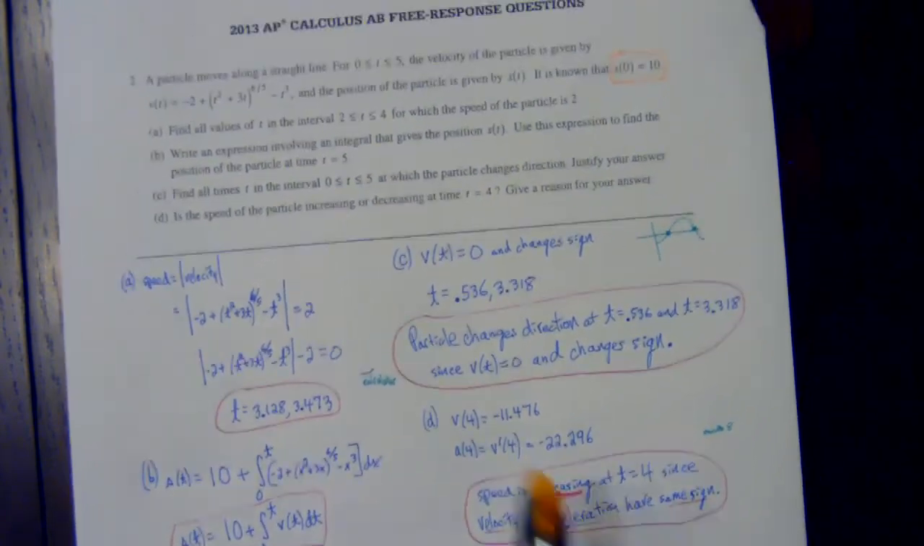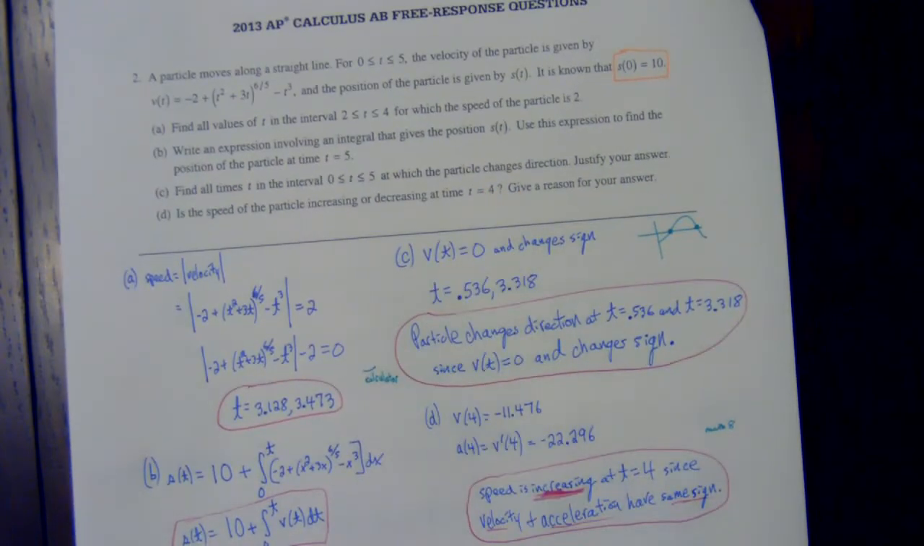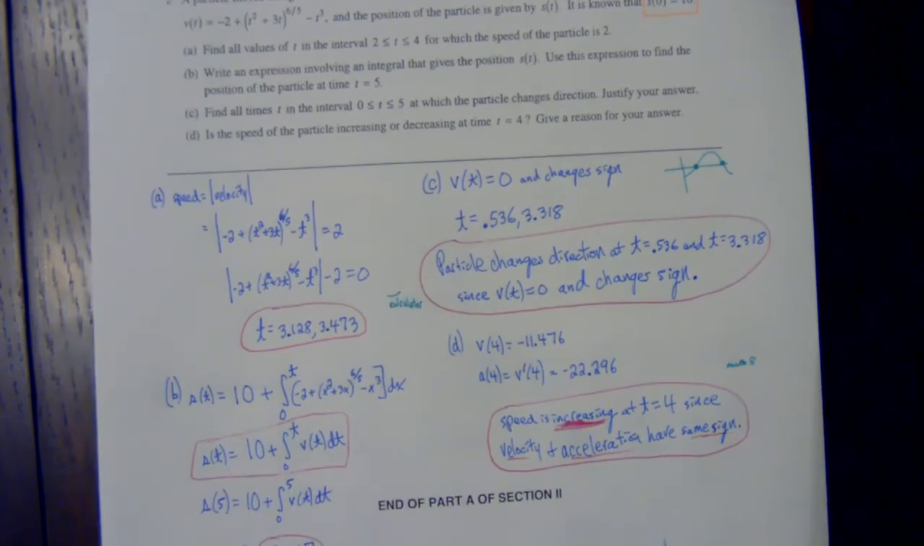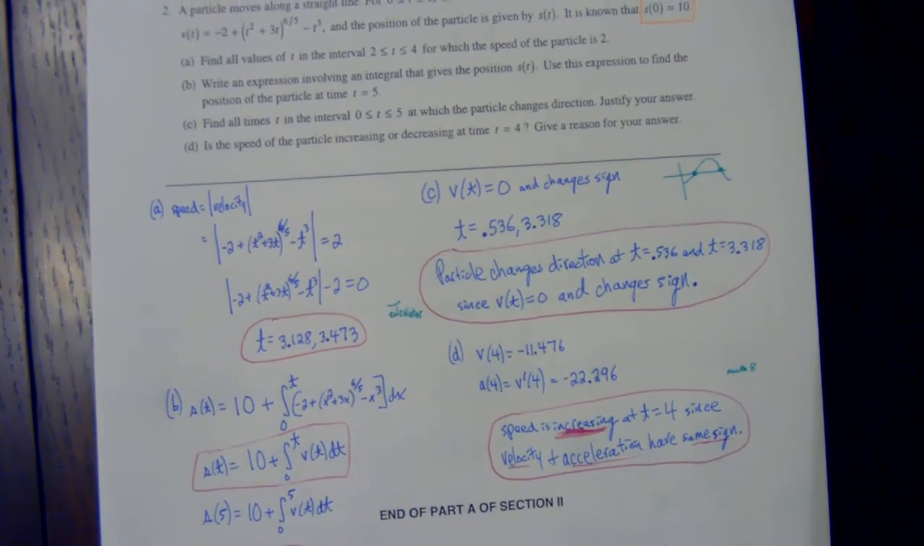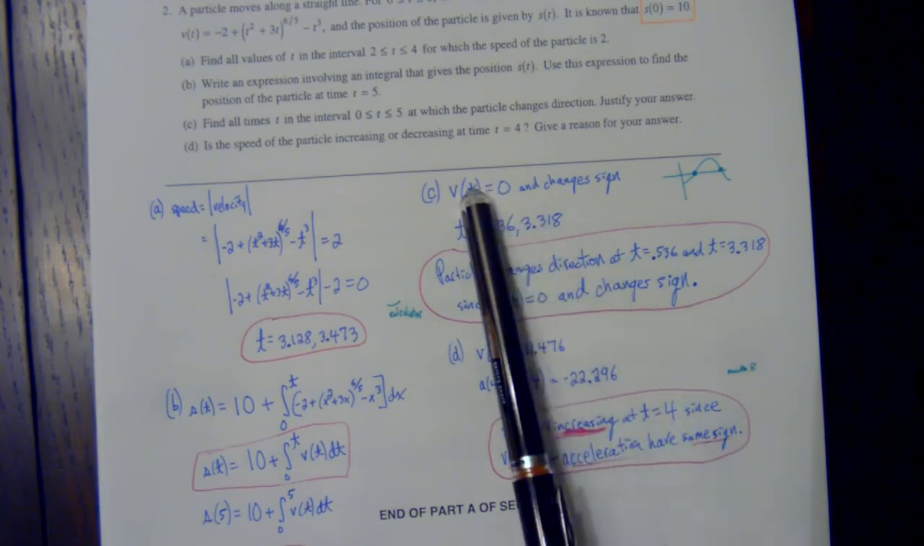And then part C, it says find the time at which the particle changes direction. The particle changes direction where the velocity is equal to 0. Think about when the ball goes up in the air and comes back down, the velocity changes from positive to negative. Or if you're just running right and left, your velocity changes positive and negative right there. So what you need to do is figure out where the velocity is equal to 0.